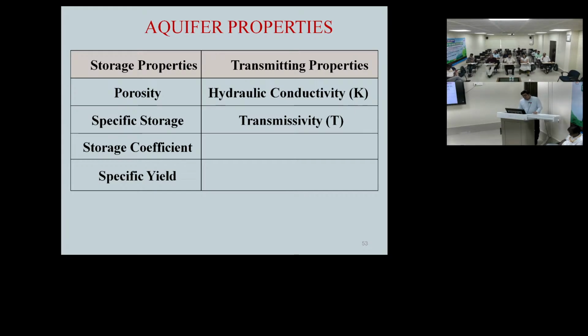Now, what is an aquifer? In simple terms, it has to take water and it has to give water. So the storage properties are porosity, specific storage coefficient, and specific yield, and the transmitting properties are hydraulic conductivity and transmissivity. These are the properties. One is the storage property, one is the transmitting property. Only then can we call it an aquifer.